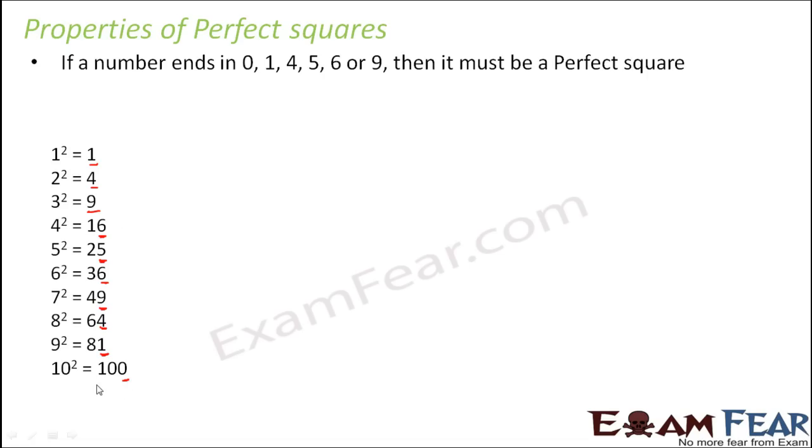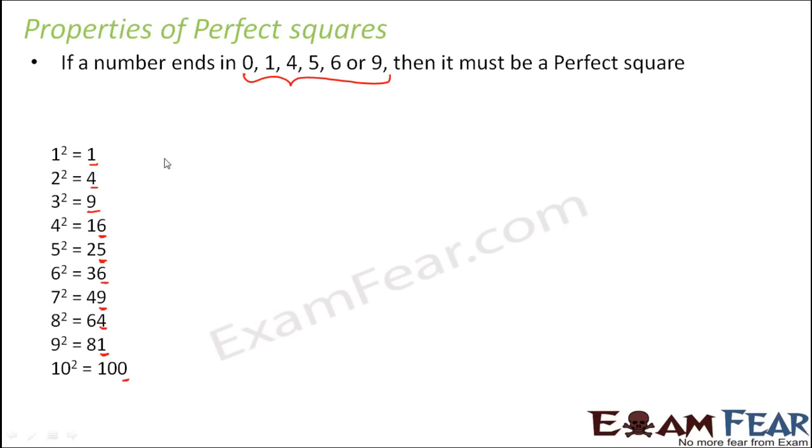So do you have any such perfect square where the number ends in 3? No. Do you have any perfect square where the number ends in 2? No. So any perfect square will always end in one of these digits.